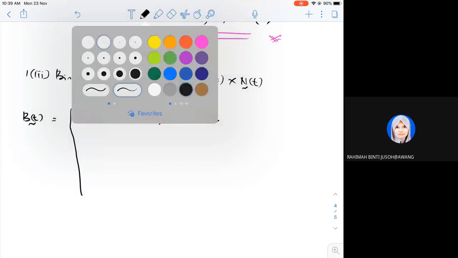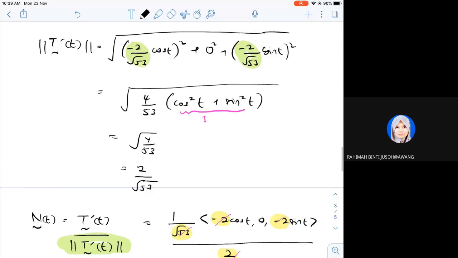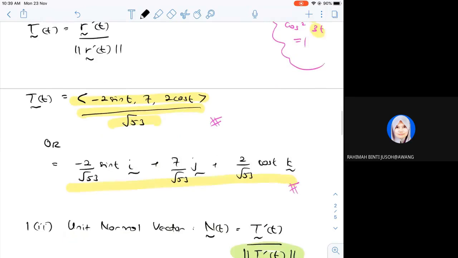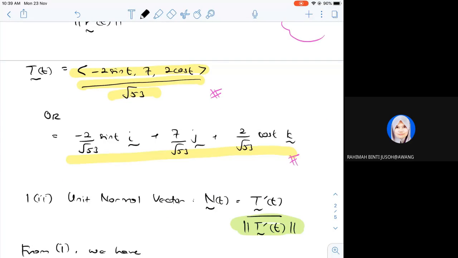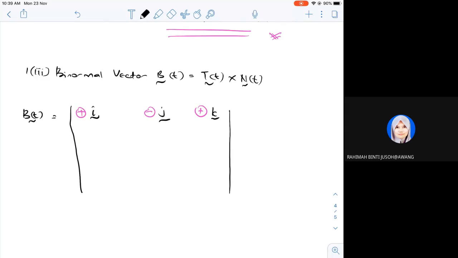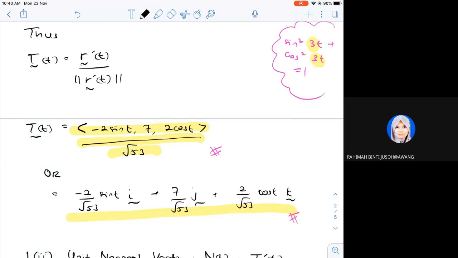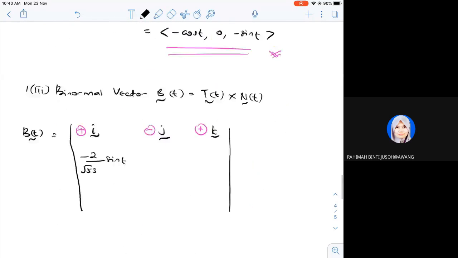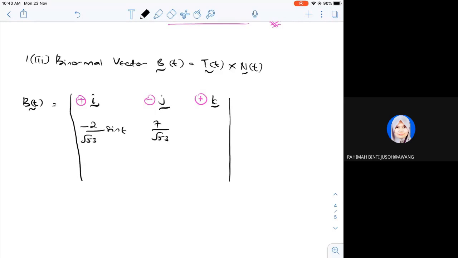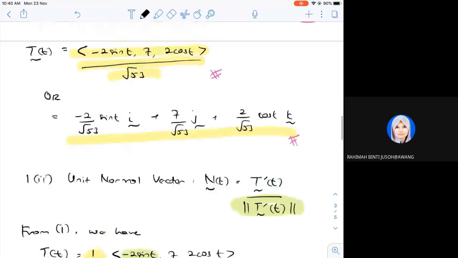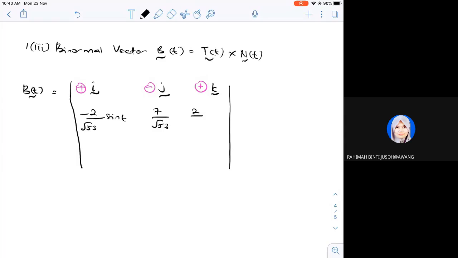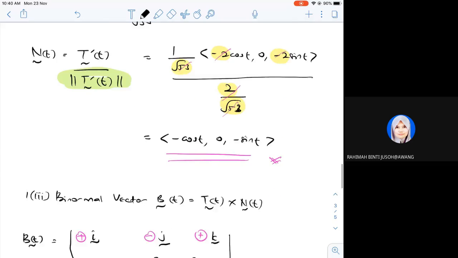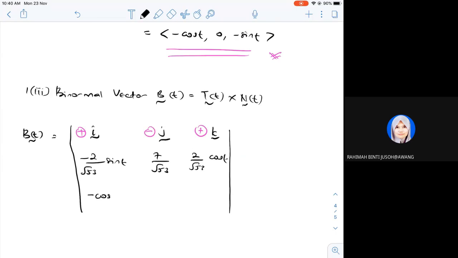For the first row should be the unit tangent vector. So the unit tangent vector from earlier, this one. We have negative 2 over square root 53 sin t, and then for j, we have 7 over square root 53, and then for k, we have 2 over square root 53 cos t, positive. Okay, so that is the unit tangent vector. Next, the unit normal vector should be much simpler. We have negative cos t, we have 0, we have negative sin t. Okay, so let us proceed.